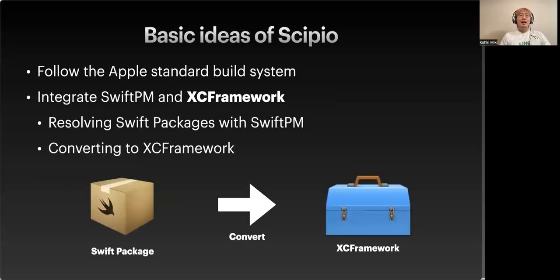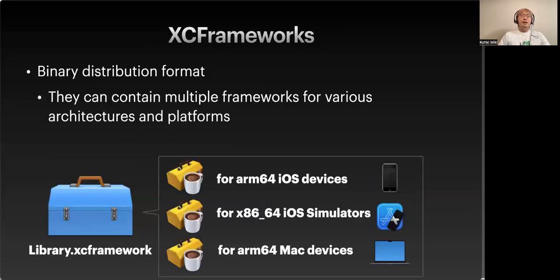As a design principle, Scipio aims to follow the Apple standard build system as much as possible. Scipio relies on SwiftPM for fetching packages and resolving version constraints. After resolving dependencies, it converts each Swift package into an XCFramework. Let's review XCFramework.